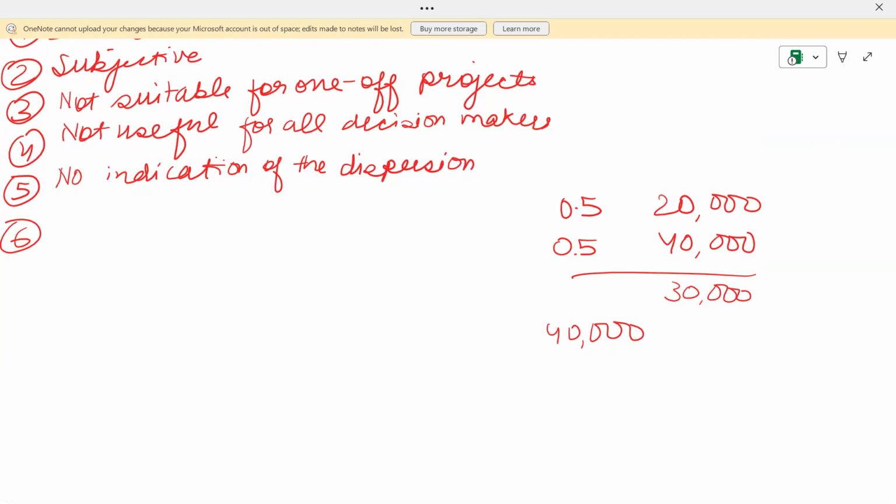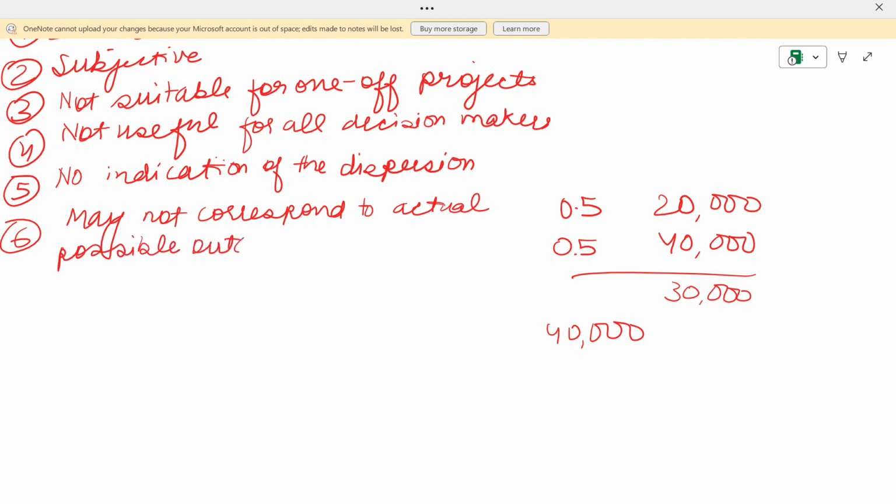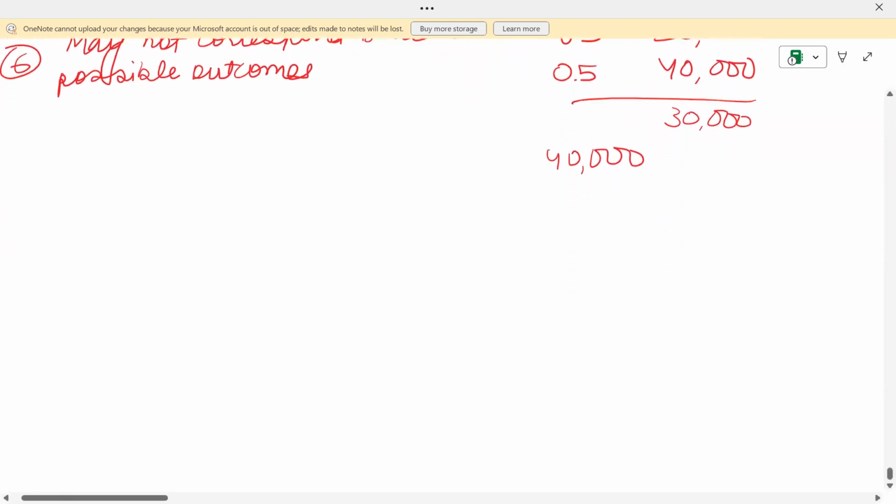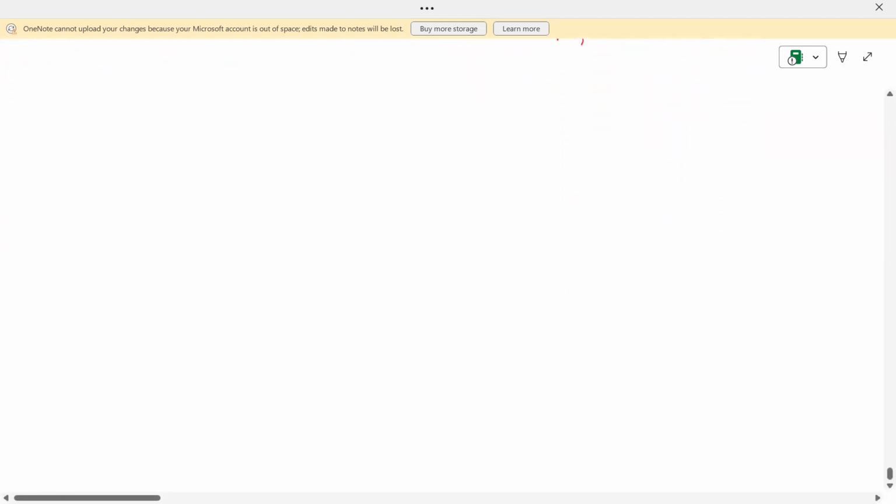Then another disadvantage is that it may not correspond to actual possible outcomes. So with this, we are done with the concept of expected values. Now let's talk about payoff tables.